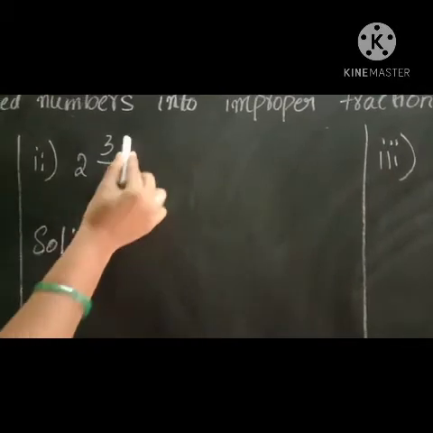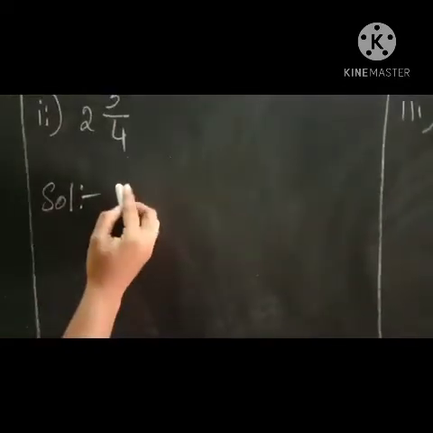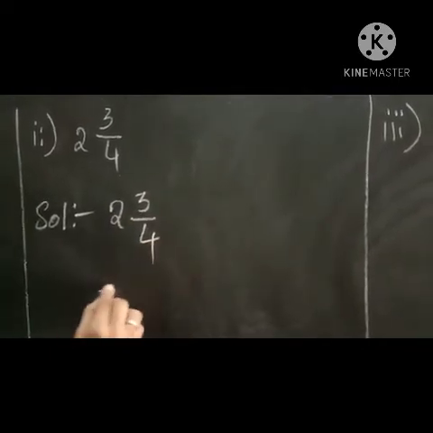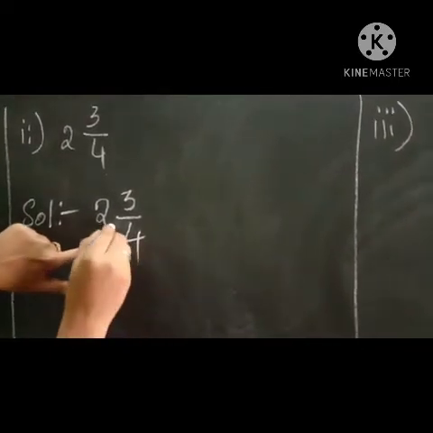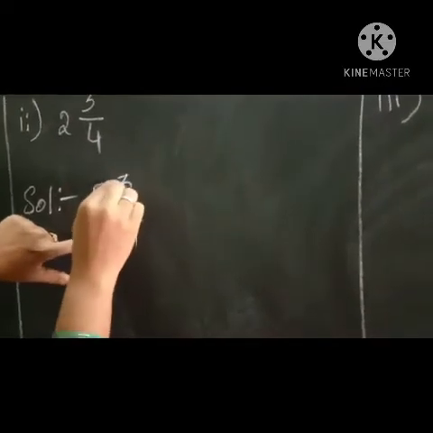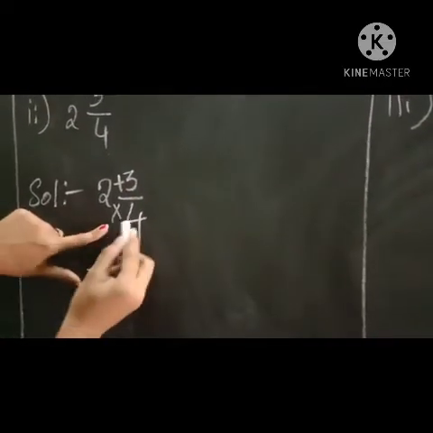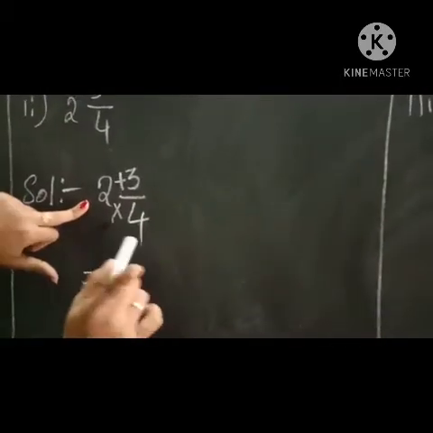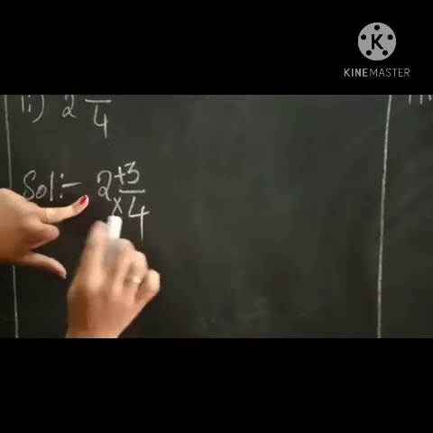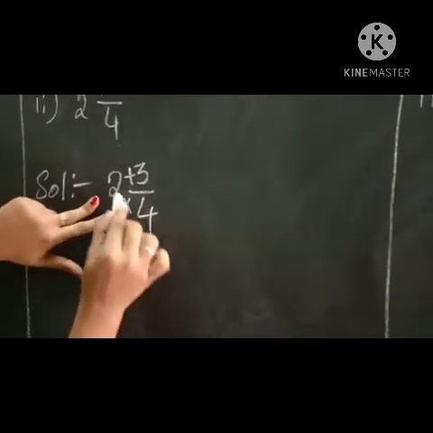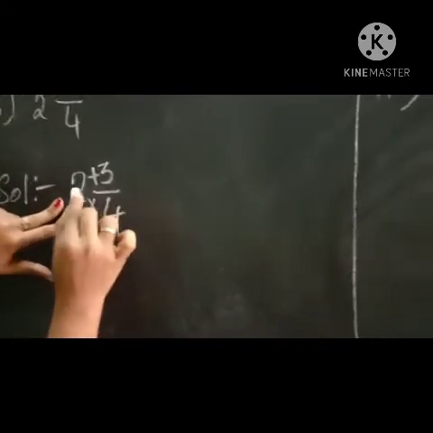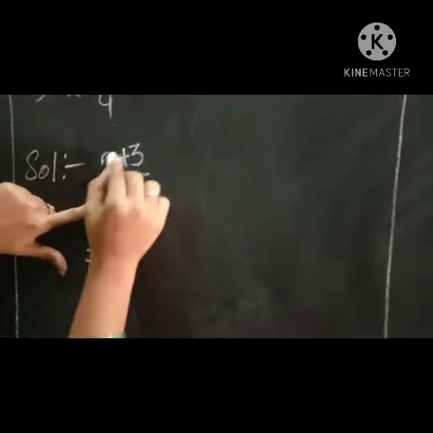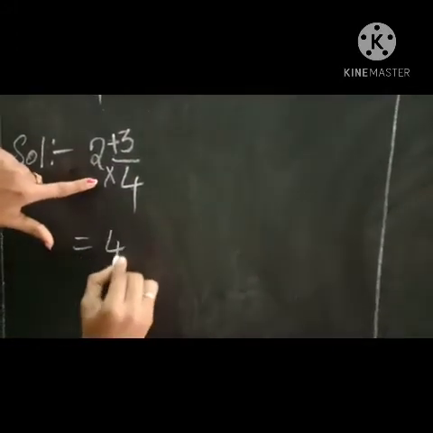Next one. 2, 3 by 4. What is the question, children? 2, 3 by 4 is the question. See here what I told: between these two numbers we have to keep into, and here we have to keep plus. Write into between these two, and plus between these two. This is the key point, note it down.